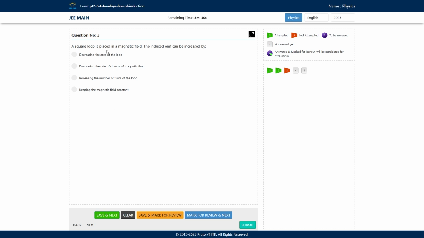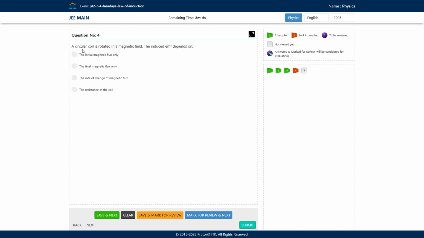Next question. A square loop is placed in a magnetic field. The induced EMF can be increased by decreasing the area of loop, decreasing the rate of change of magnetic flux, increasing the number of turns, or keeping the magnetic field constant. Which option is correct? We have to increase the induced EMF. So what is the expression for EMF? Epsilon equal to minus dΦB upon dt and multiply by n. Yes, increasing the number of turns.